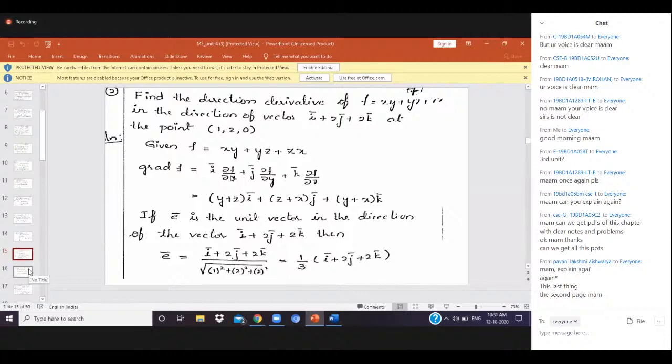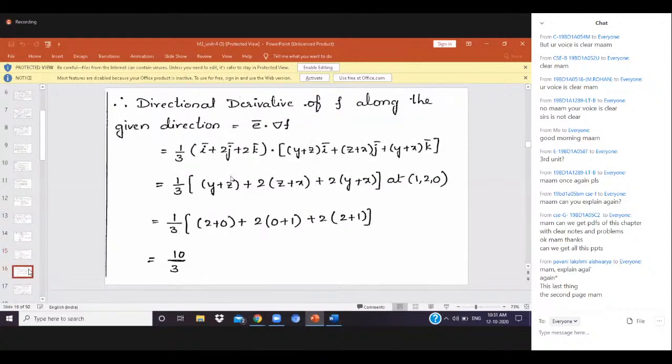This unit vector we calculated, and grad f we calculated, but we need to calculate the directional derivative. The formula is e bar dot del f bar. So first we calculate e bar dot del f bar. In the dot product, i bar dot i bar equals 1, j bar dot j bar equals 1, k bar dot k bar equals 1. Remaining all are zeros. i bar dot j bar is 0, i bar dot k bar is also 0, similarly the next two are also 0. Only the like terms equal 1.